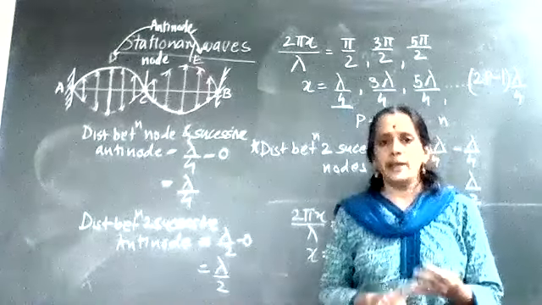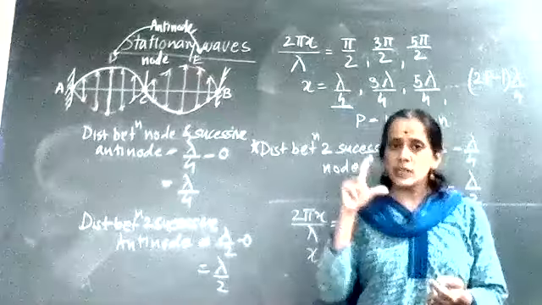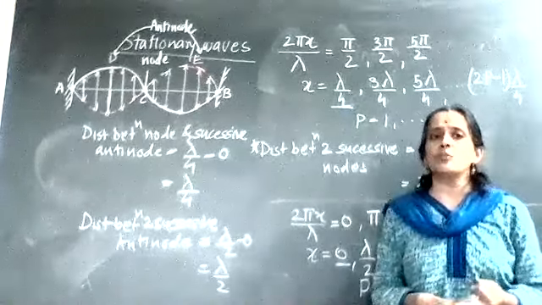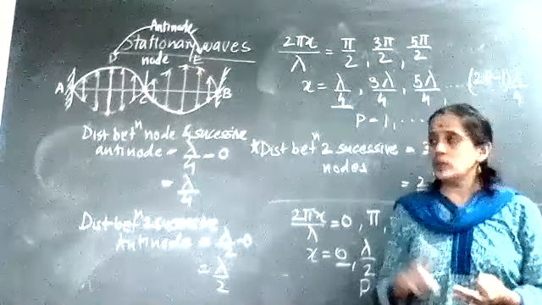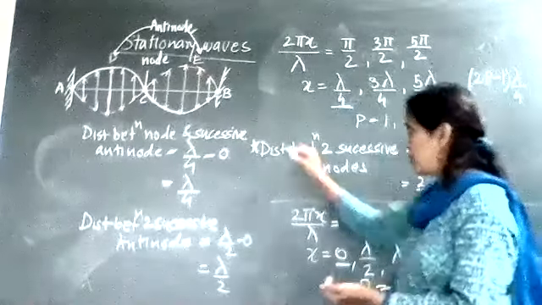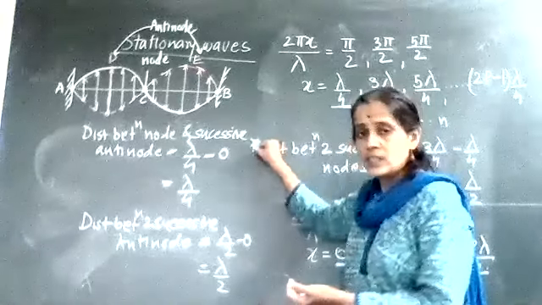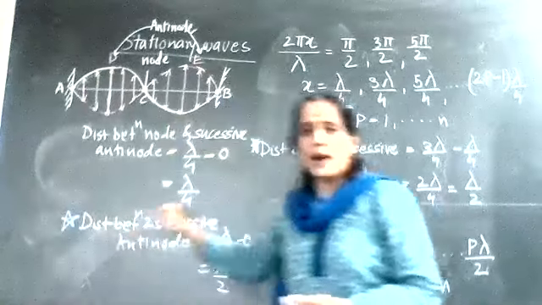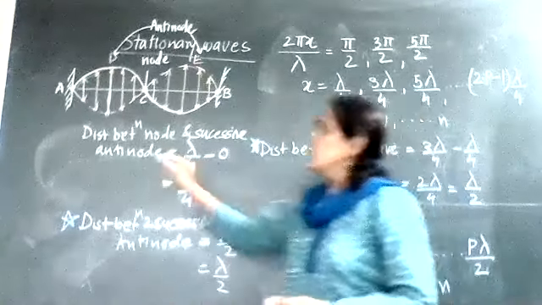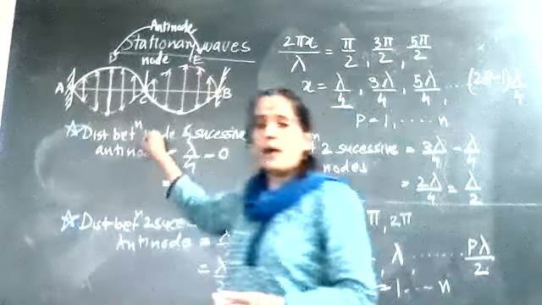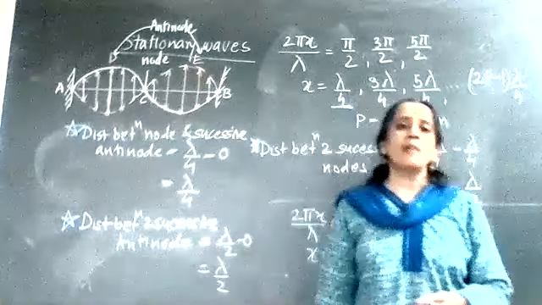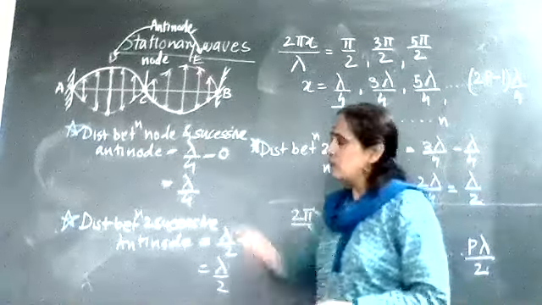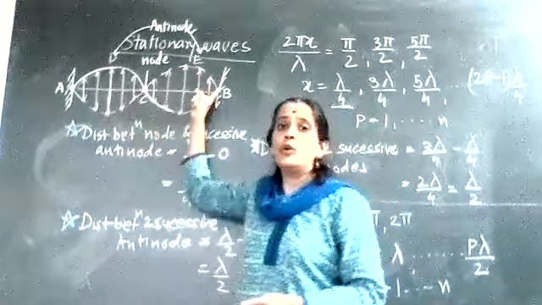So your node and antinode part is important for very short answer, for MCQ as well as for mini. So these 3 important statements you have to remember. The distance between two successive nodes is lambda by 2. The distance between two successive antinodes is lambda by 2. Third point, the distance between a node and successive antinode is lambda by 4. Clear?